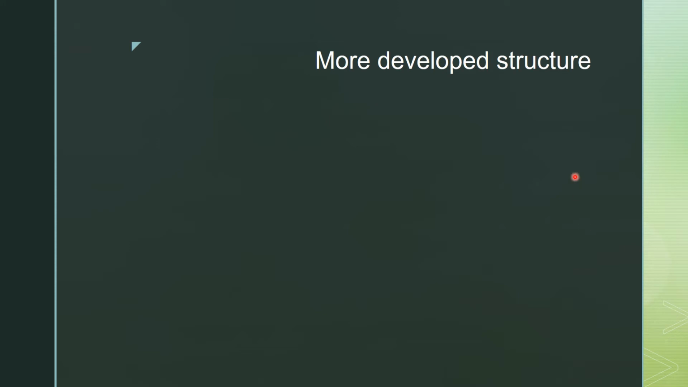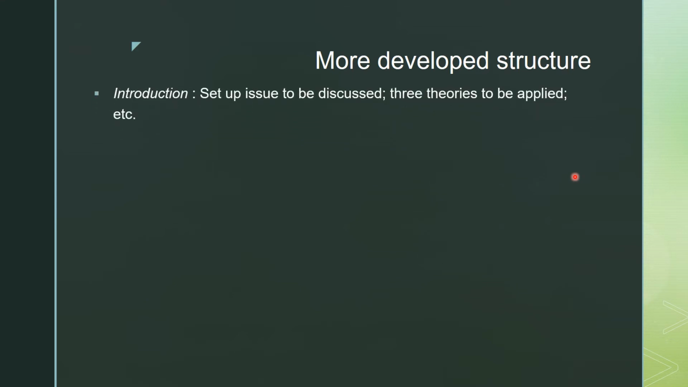Okay, so once you have the basic structure in mind of the introduction, body, and conclusion, then we can see how that would work with our more developed structure of the actual paper that we're working on. So your first paragraph will be your introduction, where you set up the issue to be discussed, 3 theories to be applied, etc. So you'd say, well, here's the issue I'm going to discuss. I'm going to apply these 3 major ethical theories to it, and then I'm going to draw these conclusions.